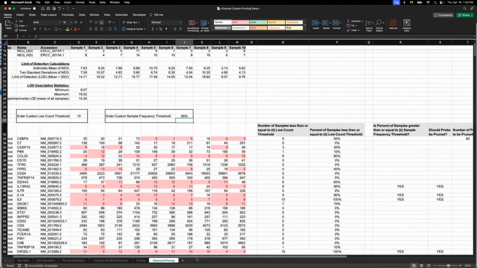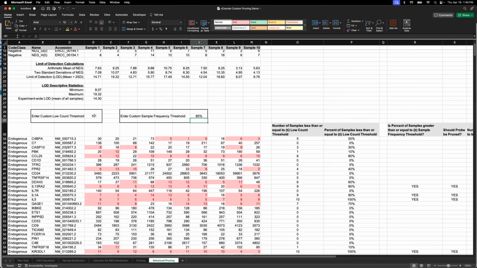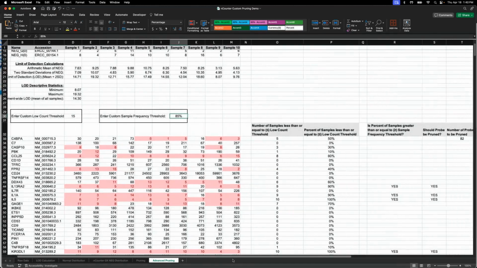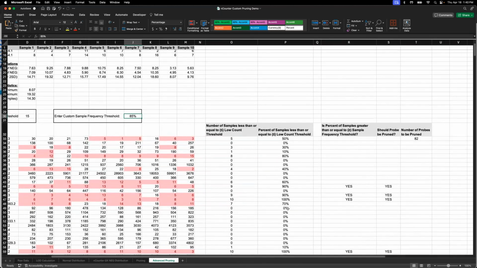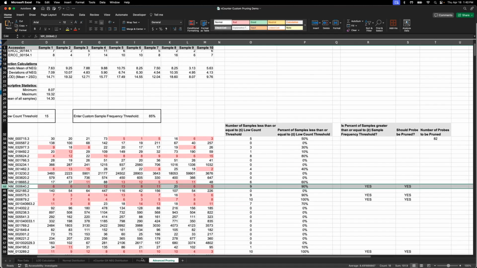Just to reiterate before I go back, we can establish our count threshold. Typically, this can be based off of the limit of detection for the negative controls, or I can customize this to any value I want. If I'm an advanced user, I can set this to any value I want. And I can also customize the frequency threshold. So these two values, the count threshold and then the frequency threshold, work together to figure out which gene should be removed. So that's kind of the gist of it. I know it gets a little complicated, but as one more example, this gene here, what is this gene?